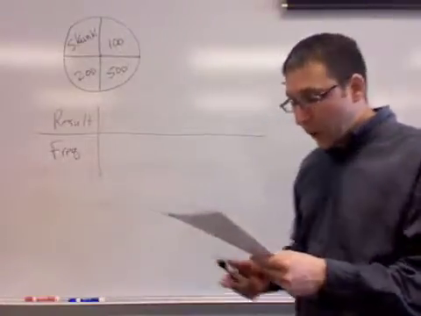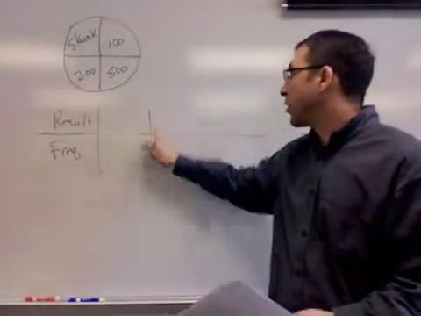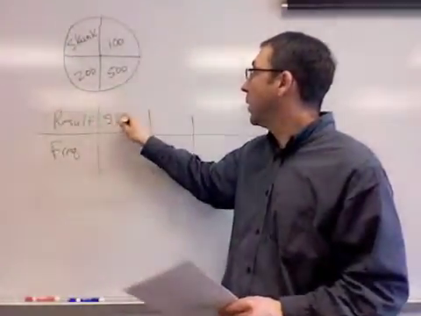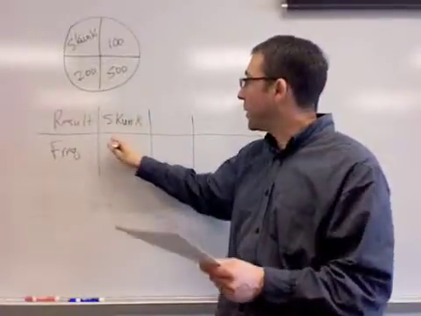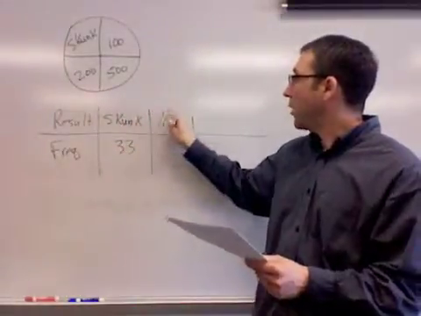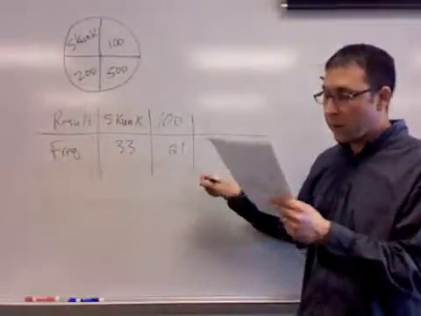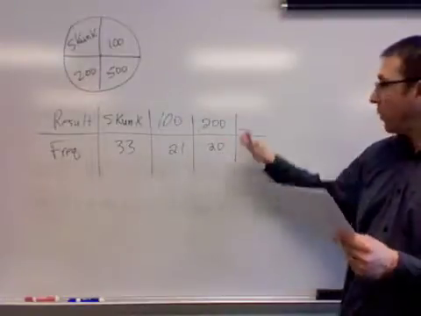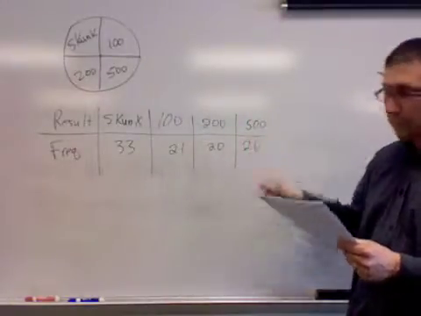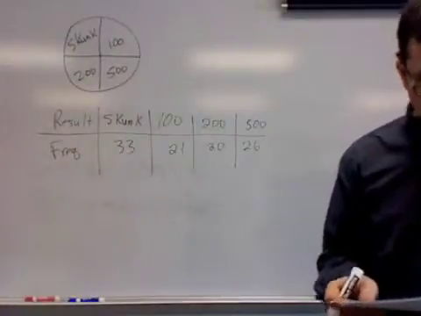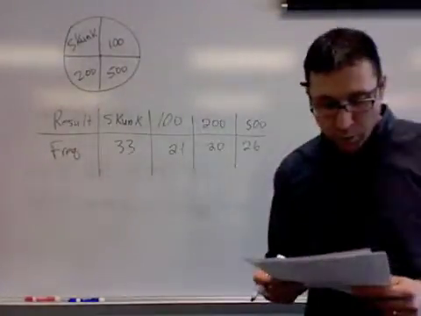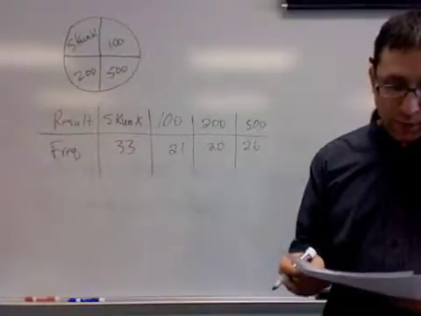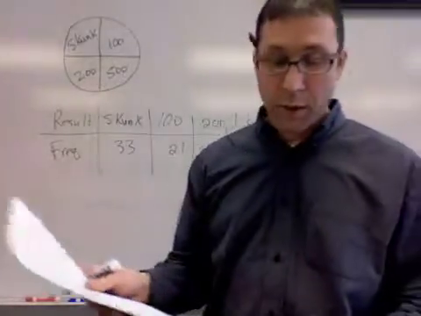So someone that doubted whether or not this was fair actually spun the wheel 100 times and got the following results. They skunked out 33 times out of the 100, won $100 21 times, $200 came up 20 times, and $500 came up 26 times. It says, based on these data, can you conclude that the 4 outcomes on this wheel are not equally likely? Give appropriate statistical evidence to support your answer.